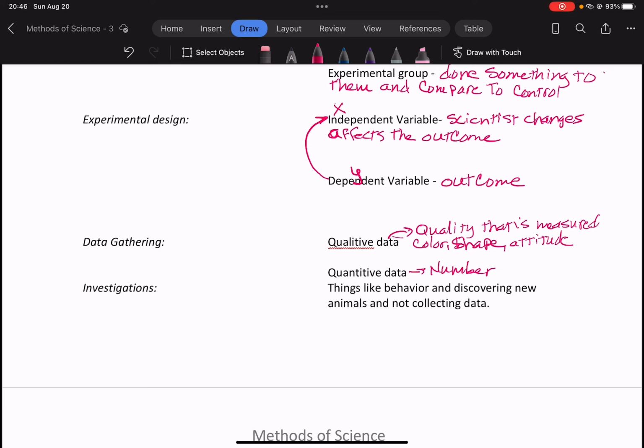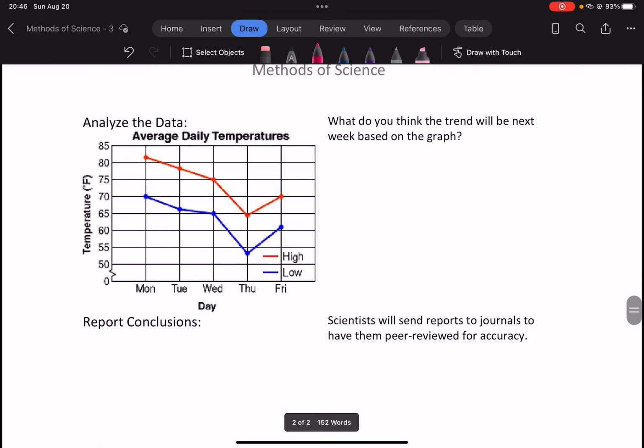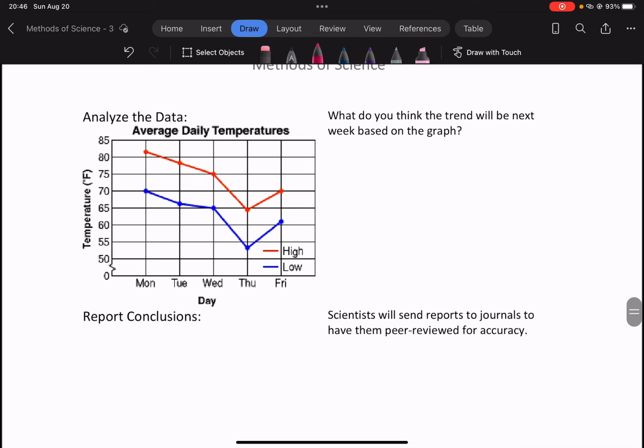So sometimes science is not just gathering data, but they're doing investigations, meaning they're looking at things like behavior, which is a qualitative thing, or even like going out in the woods looking for a new species. And they're not quote unquote collecting data, they're just trying to discover something. Okay, so once we gather the data, what scientists do at this point is they analyze the data.